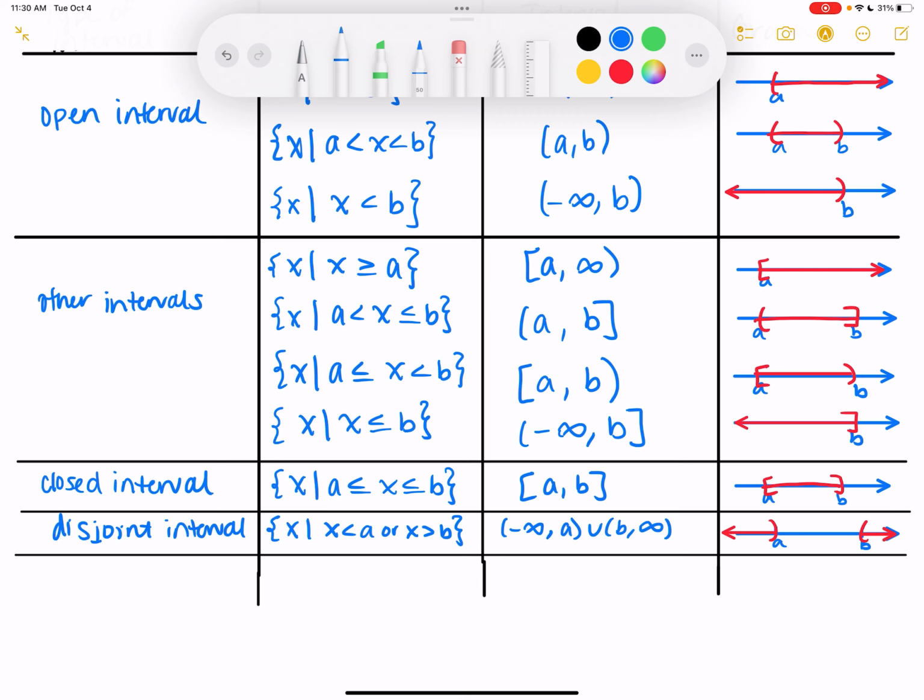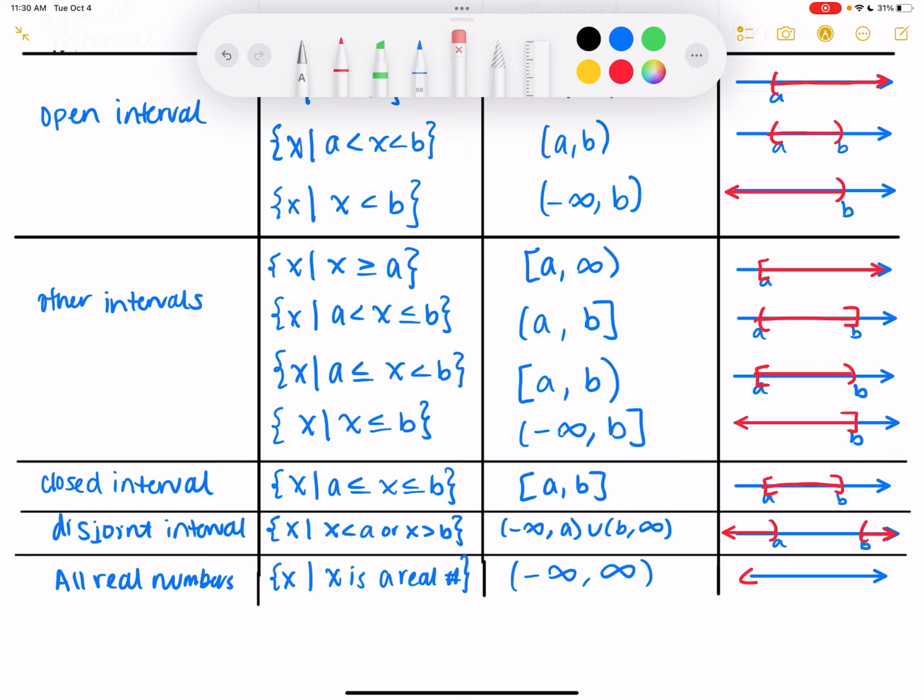Okay, right, it's fine. All right, and the last one is all real numbers. Union. X such that X is a real number. Is this the last one? Yep. Okay. From negative infinity to infinity. And beyond.